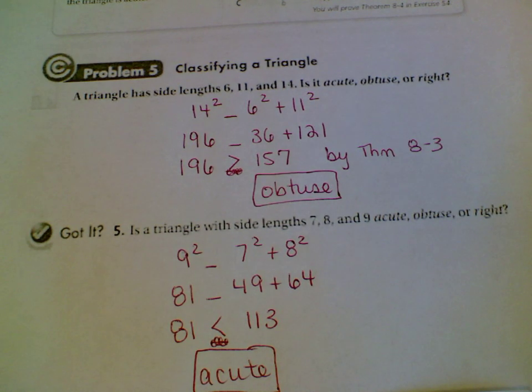So today's lesson is just involving the Pythagorean theorem, and then also the converse of that. Using the converse, you can identify if it's acute, obtuse, or right. All right, go ahead and start your assignment.